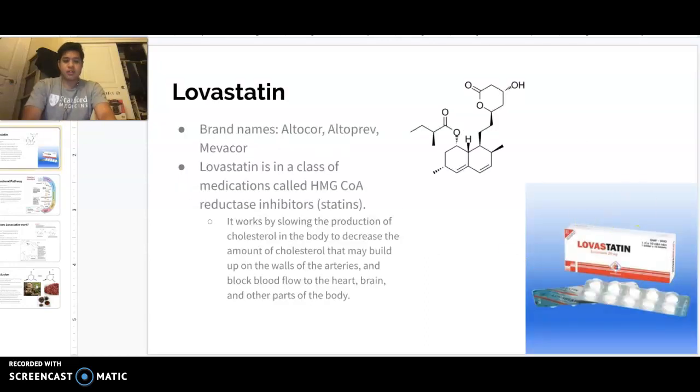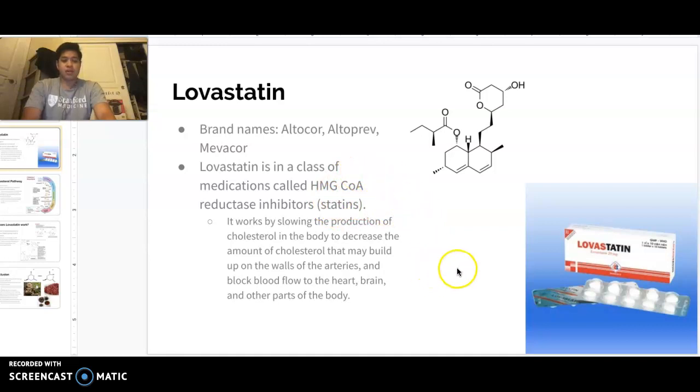So this is an overview of lovastatin. This is what it looks like in its chemical form or molecular form, and this is what it looks like when you buy it on the shelf in its medication form. It has a couple of brand names, Altocor, Altoprev, and Mevacor, as I previously stated. Lovastatin is in a class of medications called HMG-CoA reductase inhibitors, or statins. This will become important later.